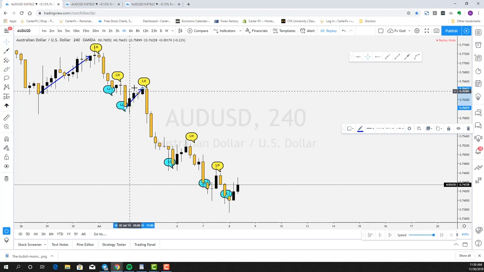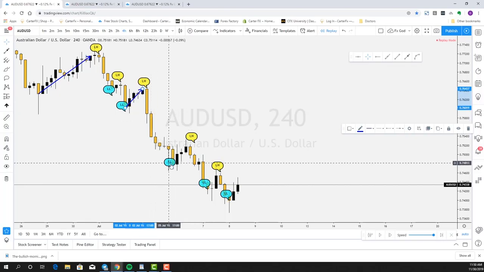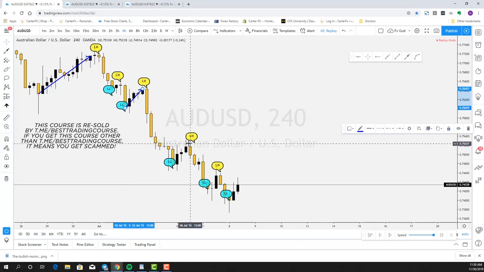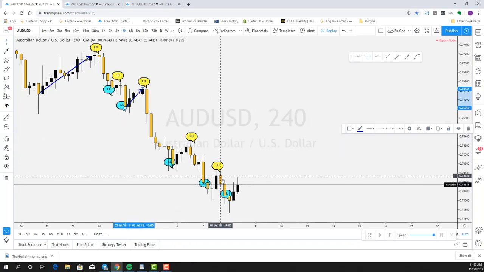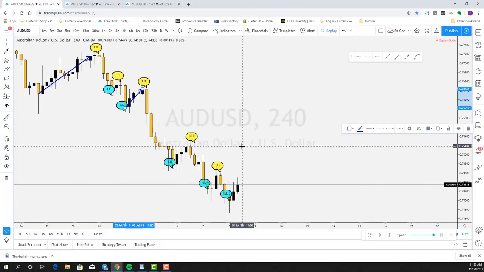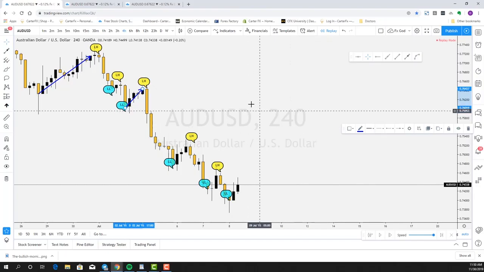Lower low, lower close. We push down. Of course, lower low, lower close, because this low is dramatically lower than this point here. Once again, valid pullback leading into a low, valid pullback leading into a low. So this is AUD USD, Australian dollar versus the US dollar, H4 time frame.